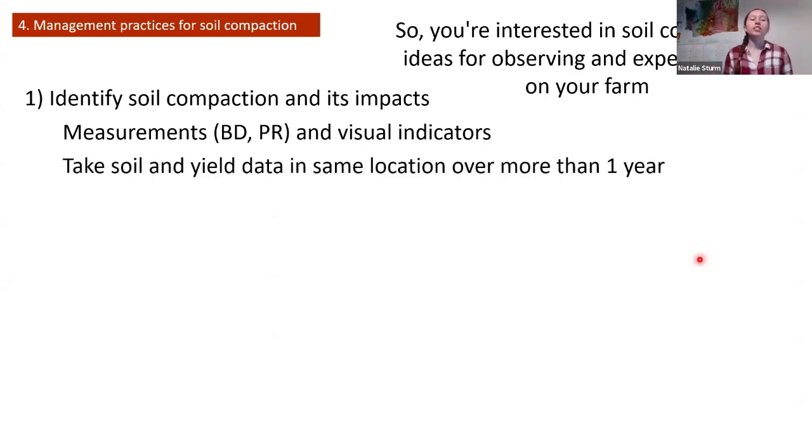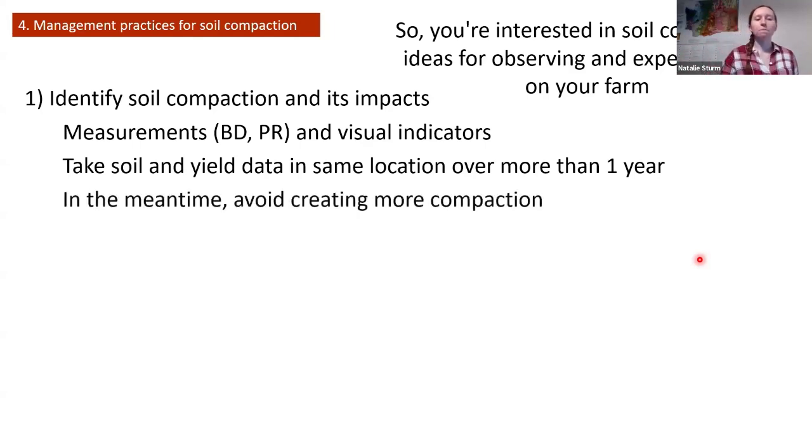What can be really helpful is to take soil and yield data, whether that's direct measurements or observations, in the same locations over more than one year. The weather can have a really big impact on how a crop responds to compaction. So in a drier year, you might see more impacts versus a wetter year, or vice versa, depending on where you are in the state. So having those repeated measurements can be really helpful in identifying what's going on.